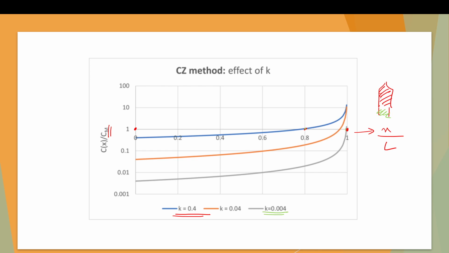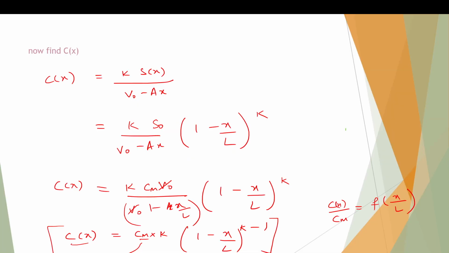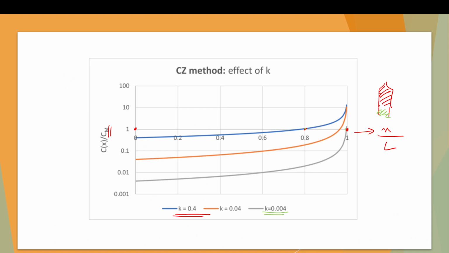Okay, so was that clear? That was the whole point of doing this entire exercise. We found out how to find C of x as a function of x, and we saw the effect of k on the impurity concentration.